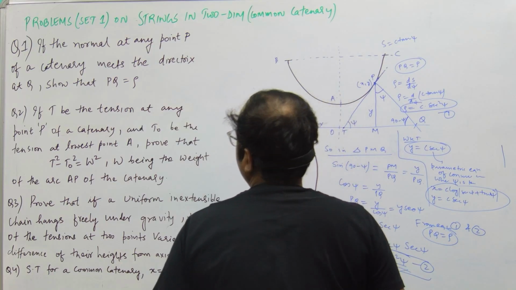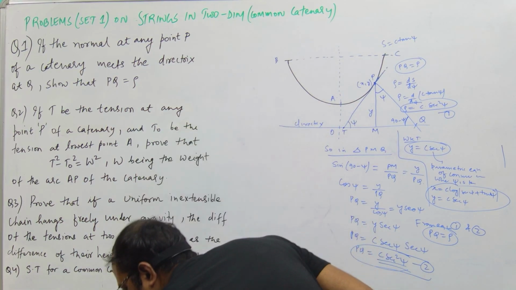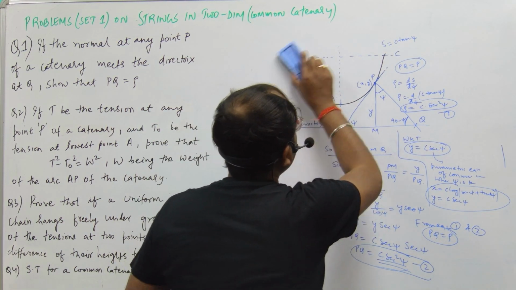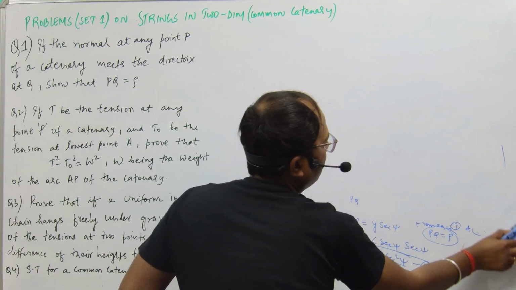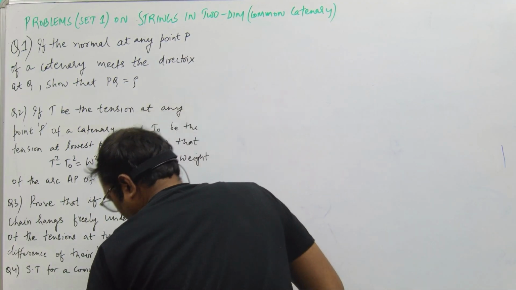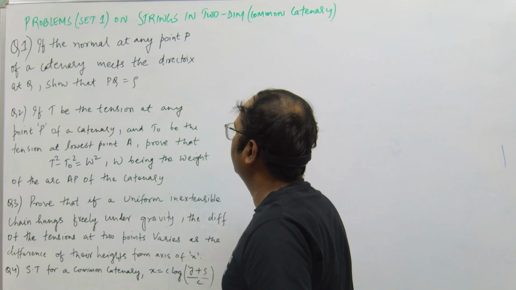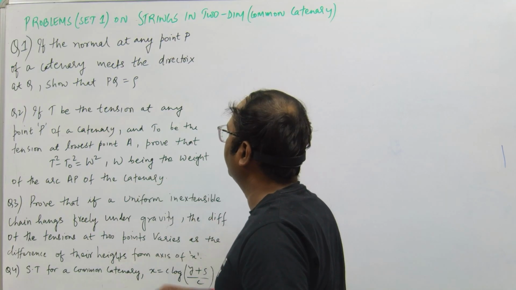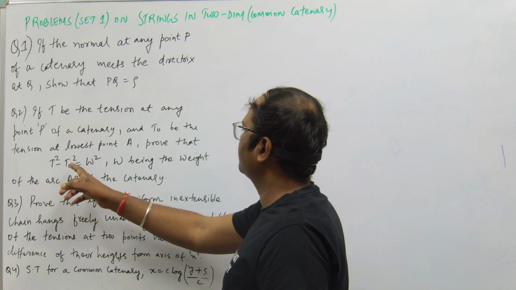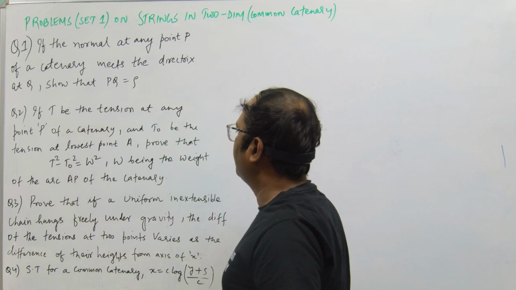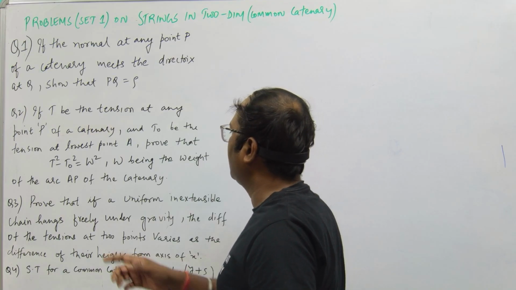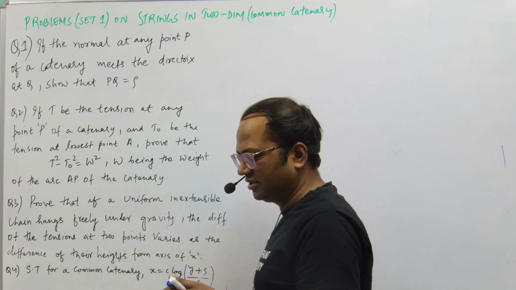Okay, so now let us discuss question number 2. What is given in question number 2? If T is the tension at any point P of a catenary and T naught be the tension at the lowest point A, prove that T square minus T naught square is equal to capital W square, W being the weight of the arc AP of a catenary. Okay, so let us discuss this.